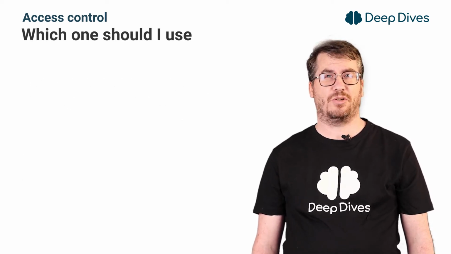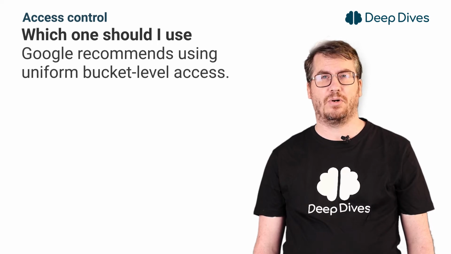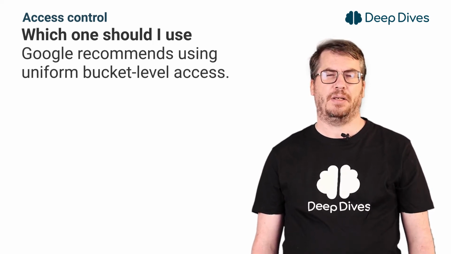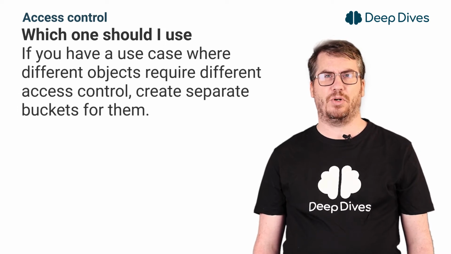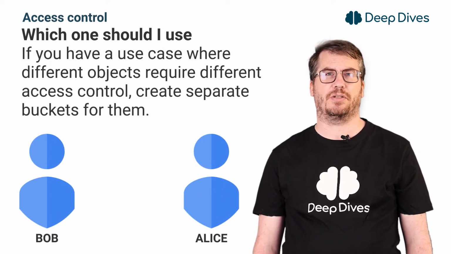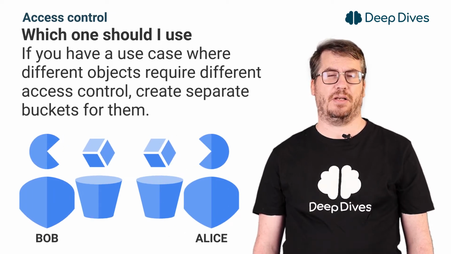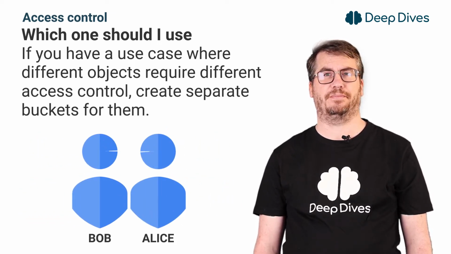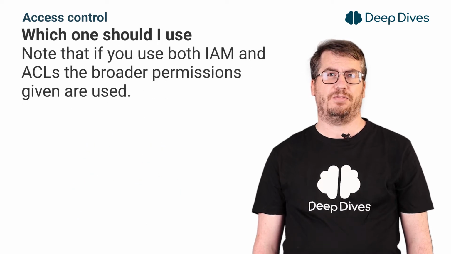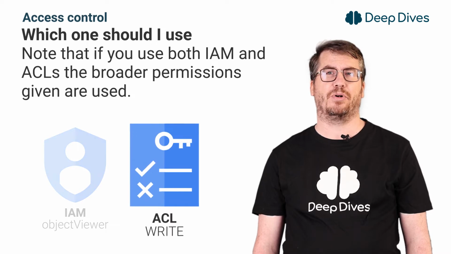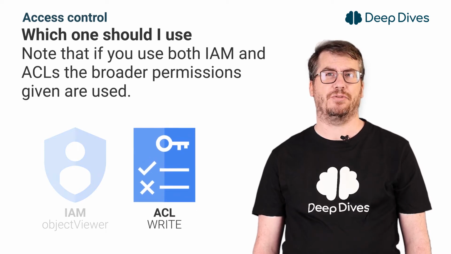So, which one should we use? Well, Google recommends using uniform bucket level access. If you have a use case where you would require different kind of permissions to be available for different objects, then put them in separate buckets. They're free. Note that if you use both IAM and ACLs, then the broader permissions are always used.